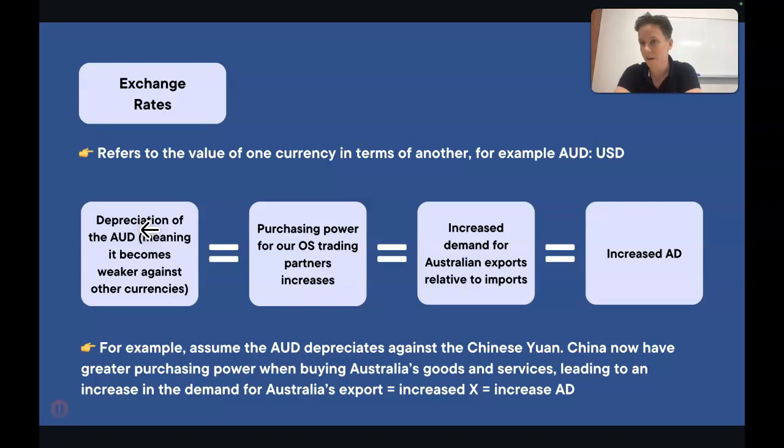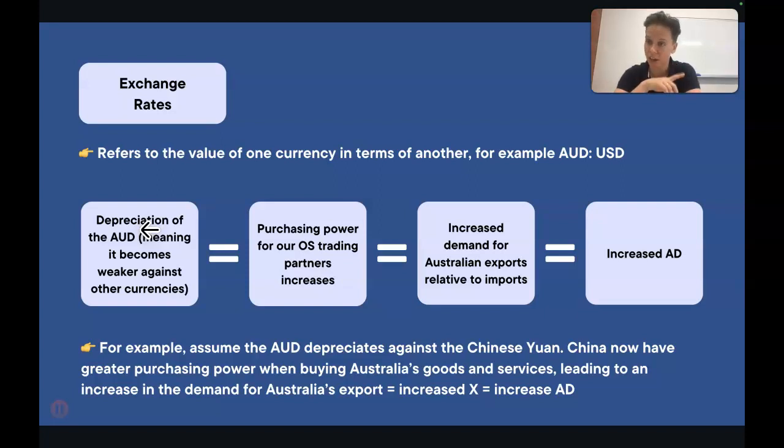If you're overseas, however, and the Australian dollar depreciates, that's a really good thing for you. It means that your local currency is now worth more. So if the dollar has gone down, it basically means that your trading partners, let's take China, for example, are going to enjoy higher purchasing power. Their dollar goes further. They can now use it to buy more Australian goods and services. So what we see there is an increase in the demand for Australian exports.